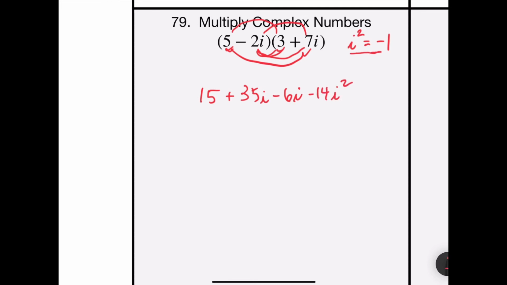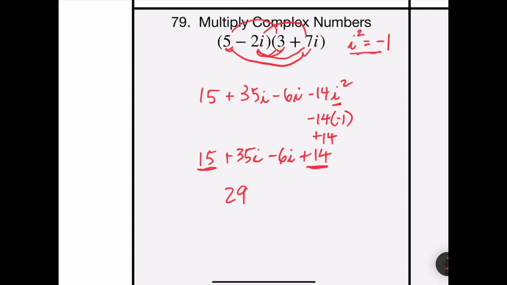So here's where our definition comes into play. i squared is negative 1. So this would be negative 14 times negative 1, which would be positive 14. So I would have 15 plus 35i minus 6i plus 14. And now it's just like combining like terms. I have 15 plus 14, which is 29, and I have 35i minus 6i, which is plus 29i. And so my answer would be 29 plus 29i.